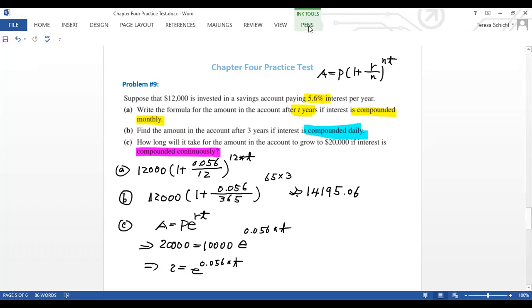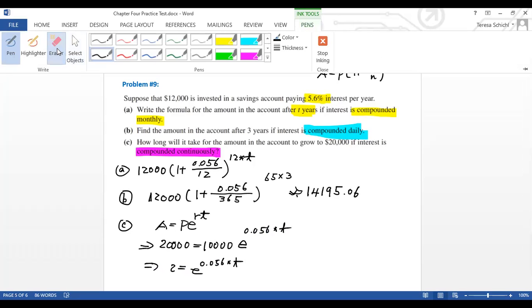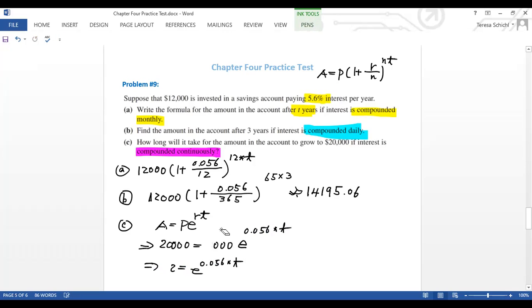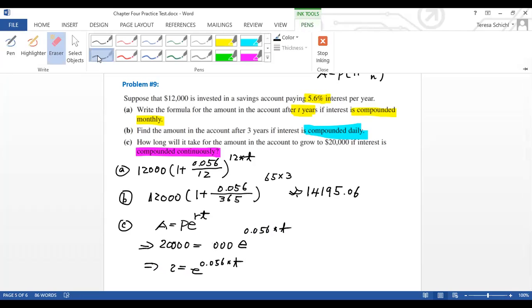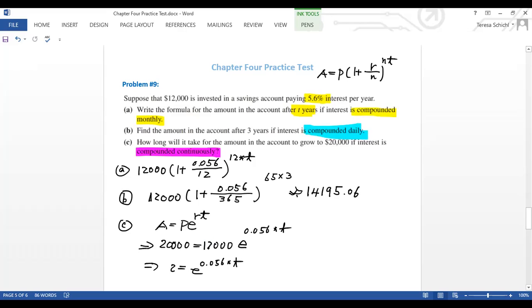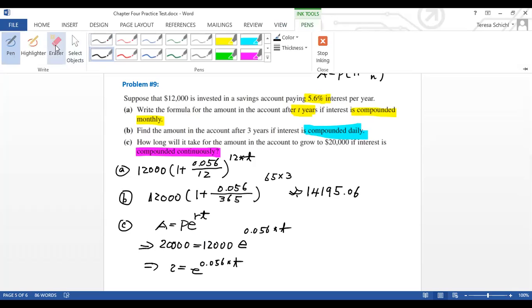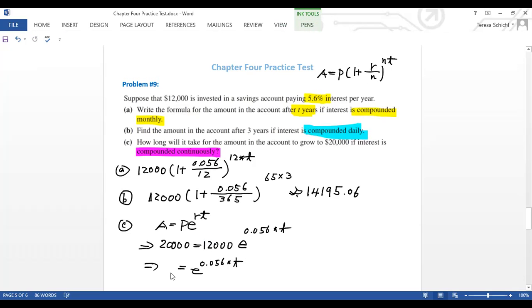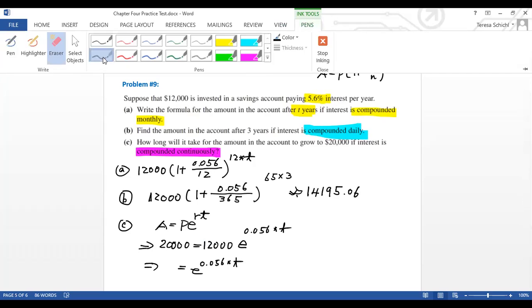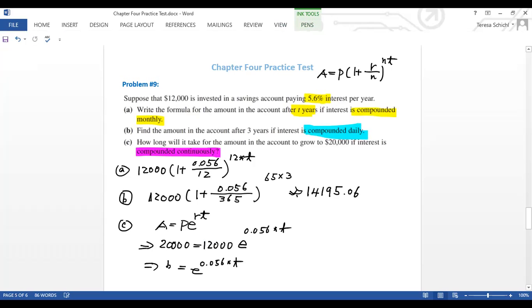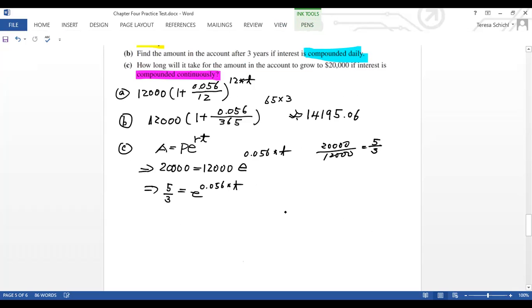I'm sorry, this is 12,000. Okay, so this is 12,000, I did not pay attention. So the 20,000 divided by 12,000, this will be 5/3, right? So it's 20,000 divided by 12,000. So this is 5/3. Okay, so now how do you solve it?